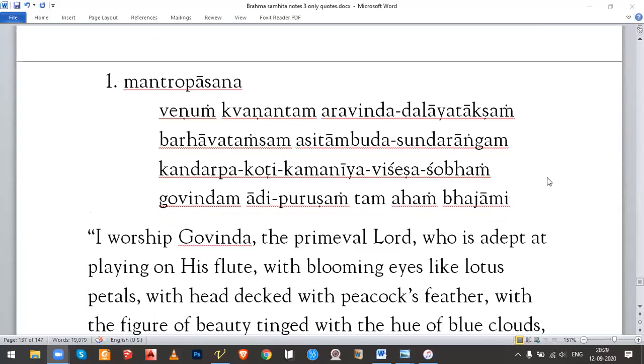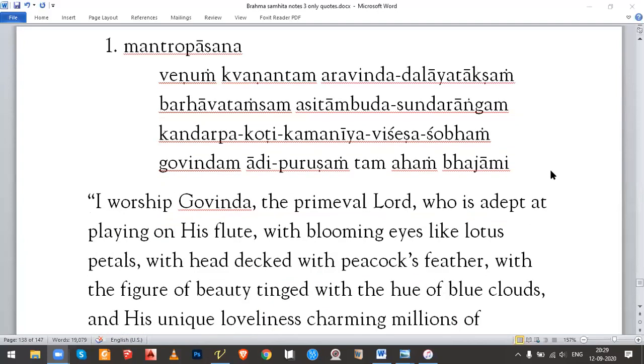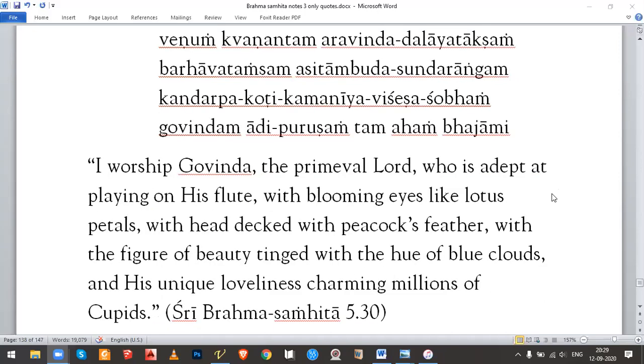Venum kvanantam aravinda dalayataksham, barhavatam sam asitam buddhasundarangam, kandarpa kotika maniya vishesha shogam, govindam adipurusham, tamaham bhajami. So this is the mantra. Look at the description. Now, those who are advanced on the bhava level, they chant this mantra, they meditate on this mantra, okay. I worship Govinda, the primeval Lord, who is adept at playing on his flute, with blooming eyes like lotus petals, with head decked with peacock feather, with the figure of beauty tinged with the hue of blue clouds, and his unique loveliness, charming millions of cupids.